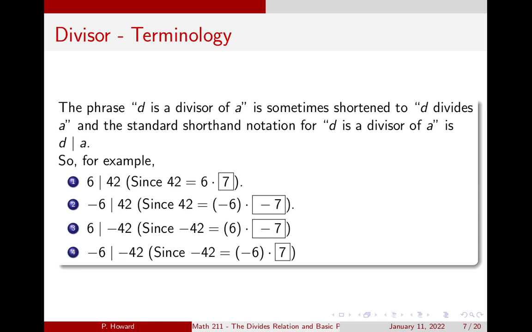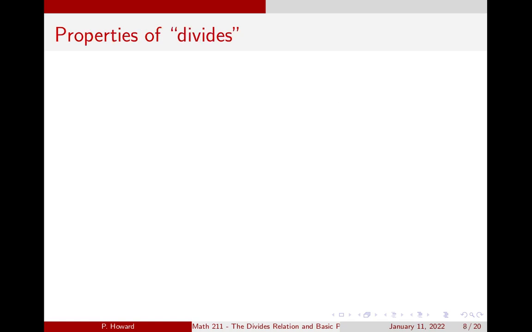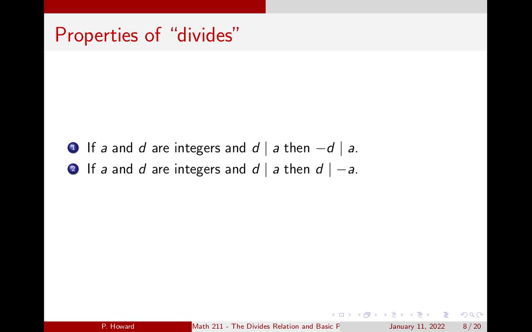So one thing this example shows us is that when you are checking the divisor relationship between two integers, the signs of the integers don't really matter. So here are some properties of the divides relation that correspond to the previous example. If a and d are integers and d divides a, then minus d divides a. If d divides a, then d divides minus a. If d divides a, then minus d divides minus a.